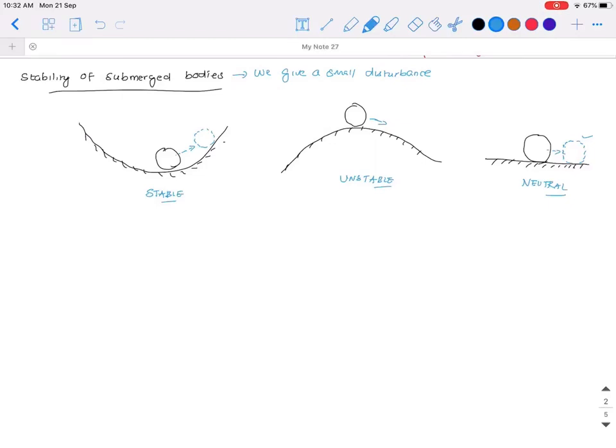If the effect of disturbance dies out and the body comes back to its original position, we call that a stable configuration. If the disturbance is amplified and the body moves away from the original equilibrium position, it is unstable. If the body finds another equilibrium position due to the disturbance, then we call the configuration neutrally stable. Okay, so now we are going to talk about the stability of submerged bodies, a body that is completely immersed in a static fluid. Again, corresponding to this, there are three configurations.